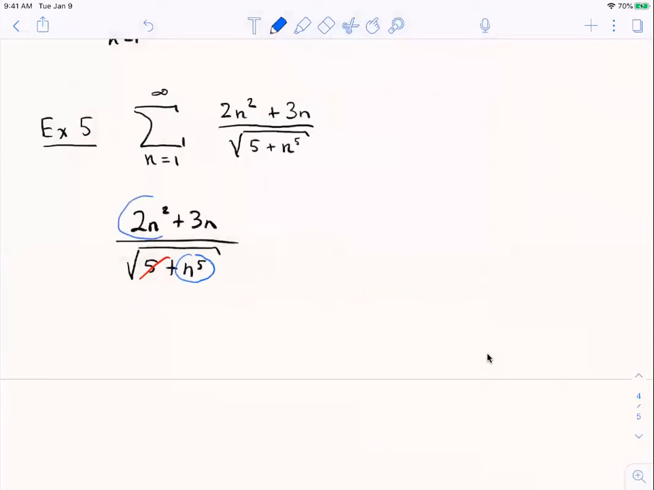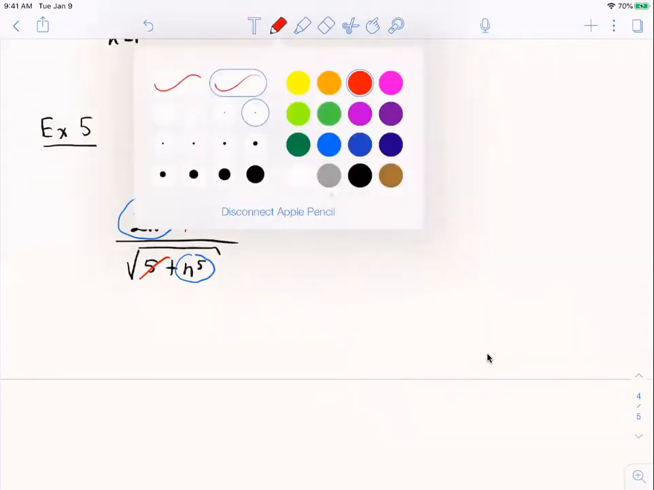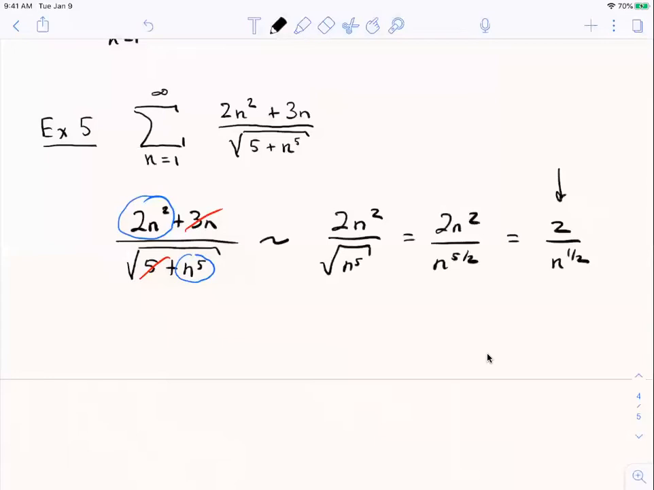Likewise, the highest power up here is the only thing I'm not going to ignore. This 3n for large n is not doing anything. So this thing is very much like 2n squared over the square root of n to the 5th. And that is actually equal to 2n squared over n to the 5 halves. By the rules of exponents, 2 is 4 halves. So this thing is equal to 2 over n to the 1 half, or 2 over the square root of n, if you like. So this is my comparer. That's going to be my bn.